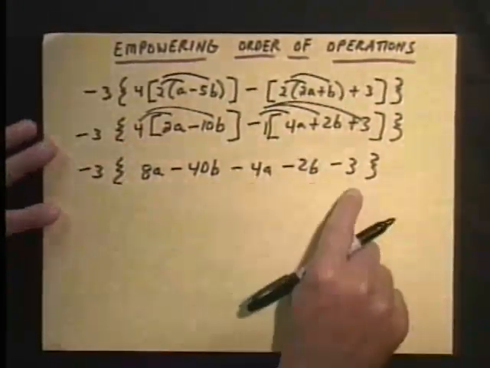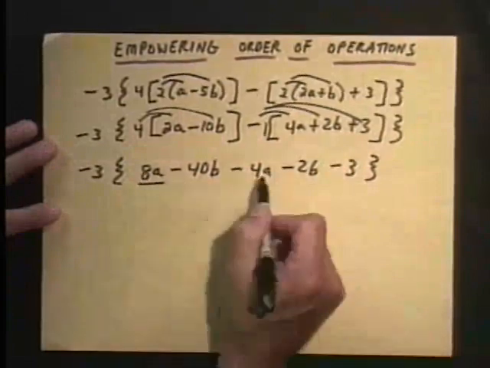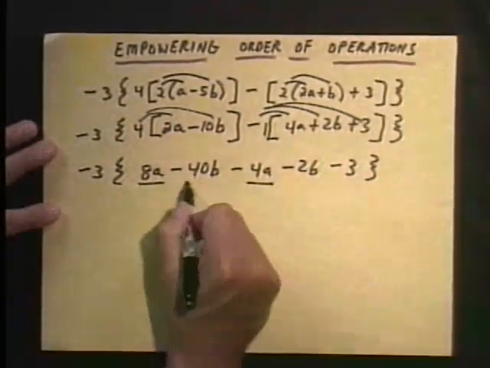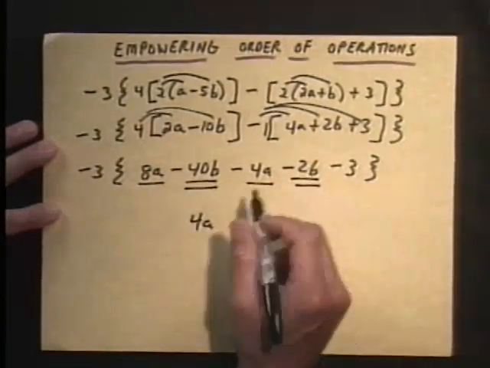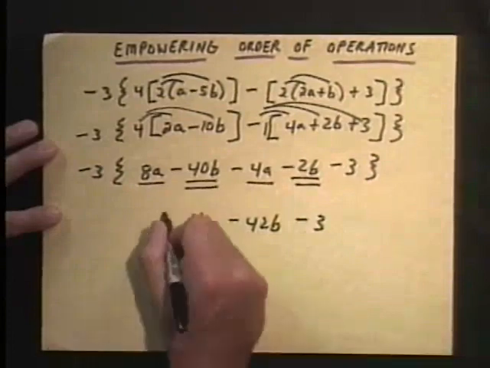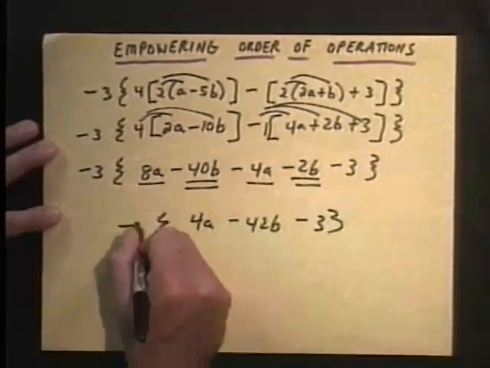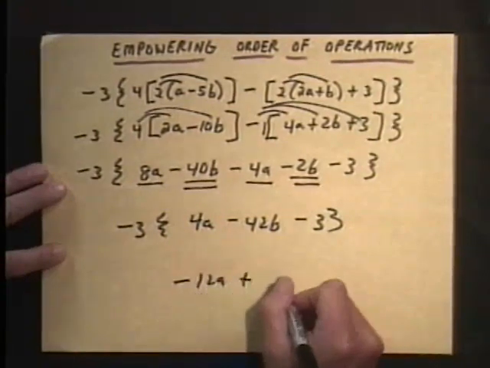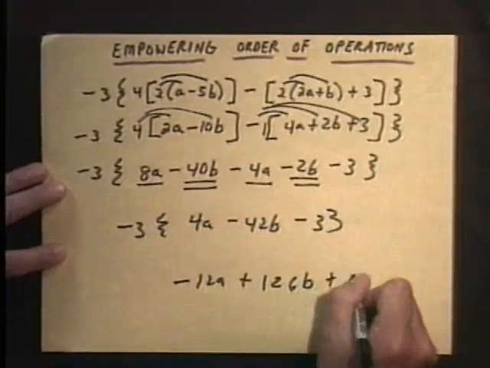All right, so now we can go ahead and collect like terms in here, put our A's together, how many? 4. All right, B's, minus 40 minus 2 is minus 42B minus 3, and then we can go ahead and run that negative 3 through. So we're going to end up with a negative 12A plus, let's see here, 126B plus 9.